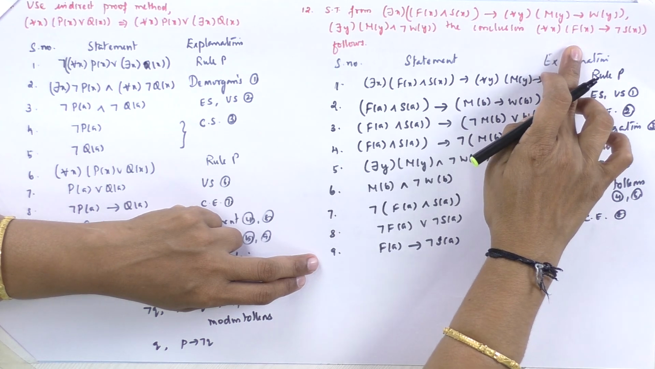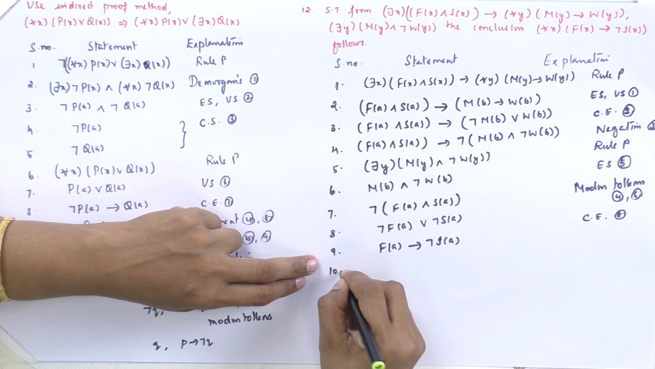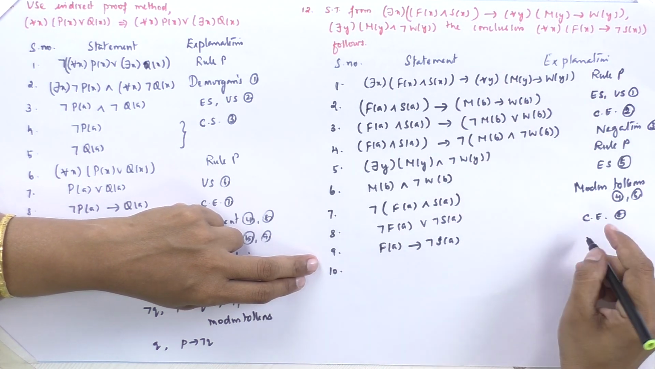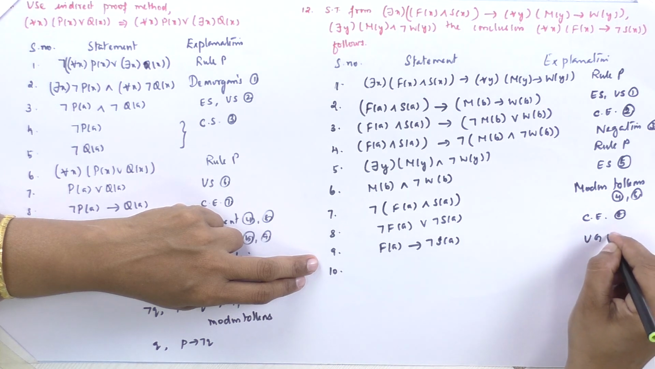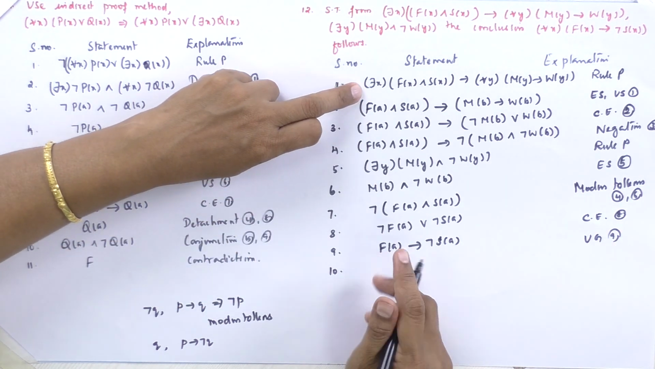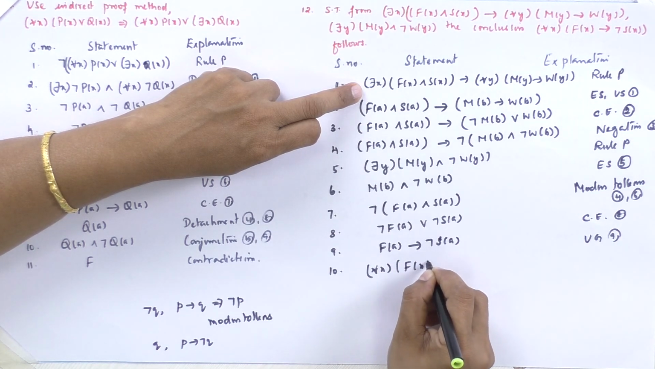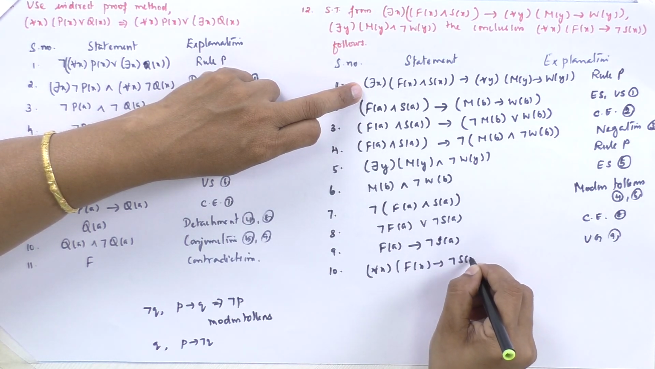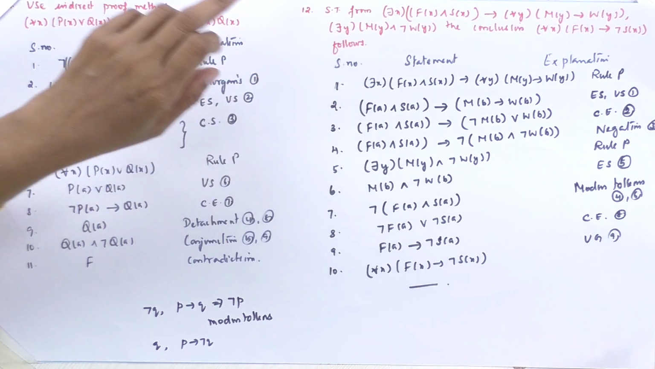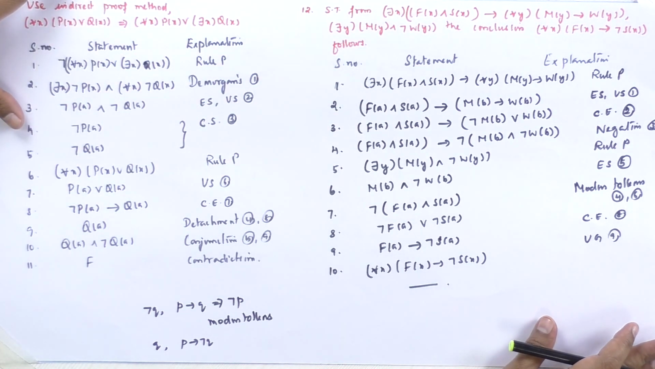See the conclusion part? Yes, but there it is generalized with the universal quantification symbol. Universal generalization on 9, we get a has to be replaced by x. So therefore for all x we get f of x conditional negate s of x. So that is our conclusion part. There ends the matter. Understood now?